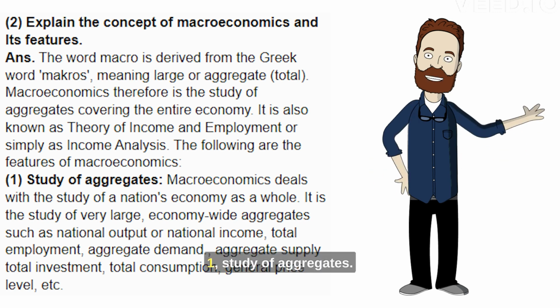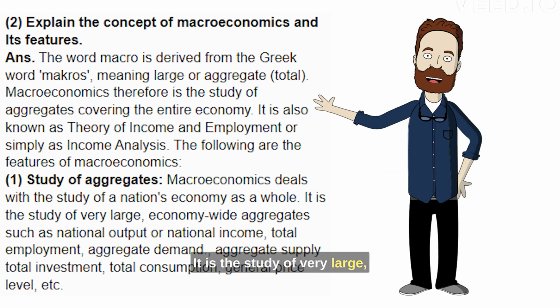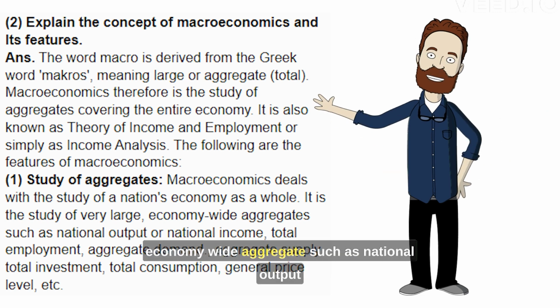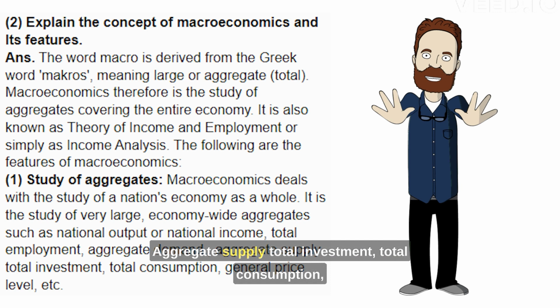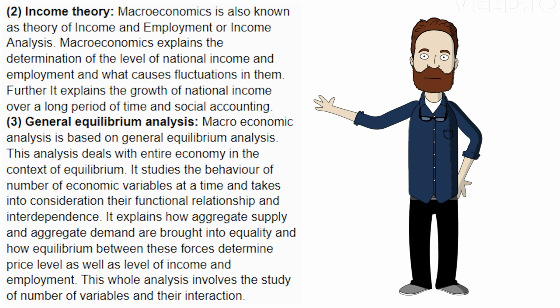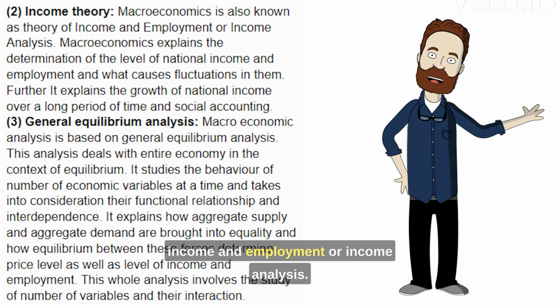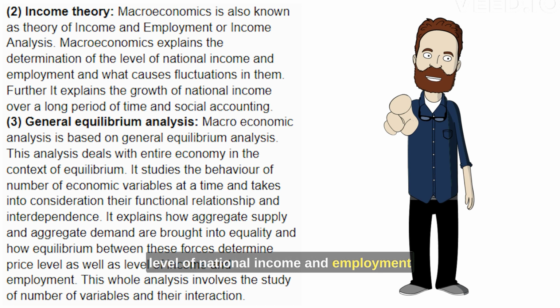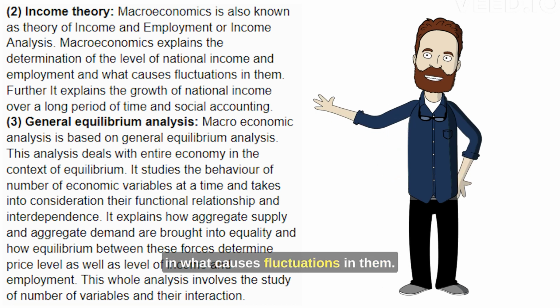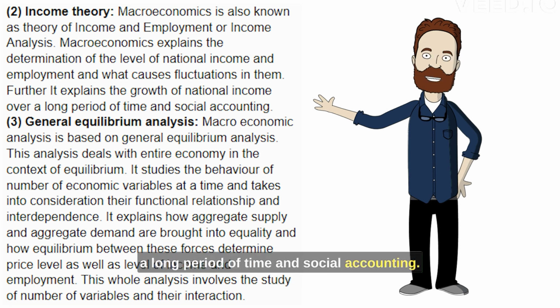1. Study of aggregates. Macroeconomics deals with the study of a nation's economy as a whole. It is the study of very large, economy-wide aggregates such as national output or national income, total employment, aggregate demand, aggregate supply, total investment, total consumption, general price level, etc. 2. Income theory. Macroeconomics is also known as theory of income and employment or income analysis. Macroeconomics explains the determination of the level of national income and employment and what causes fluctuations in them. Further, it explains the growth of national income over a long period of time and social accounting.